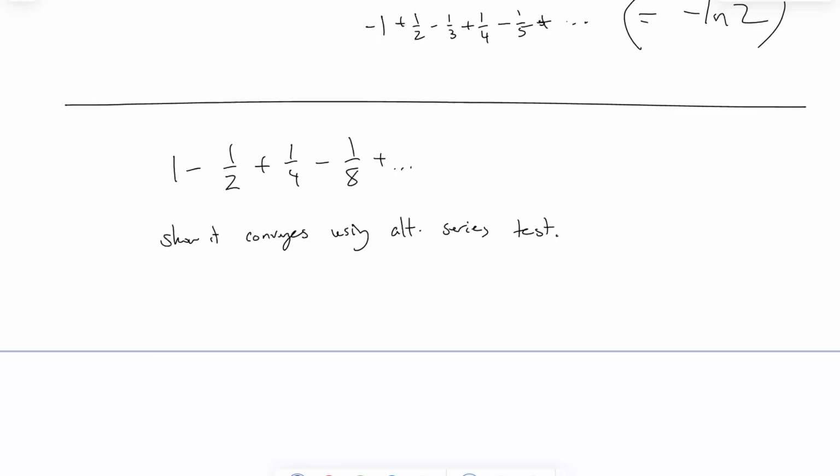In this case, it's not really necessary. If I wasn't telling you to do it in this way, it's much easier to just think of this as geometric with r equals minus a half. And so you can do the a over 1 minus r thing for this. It does converge by that. But I'm trying to use the alternating series test instead to demonstrate that.